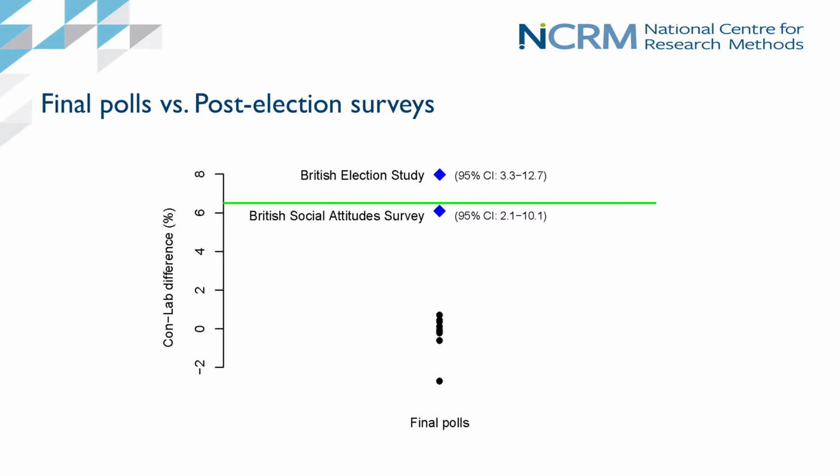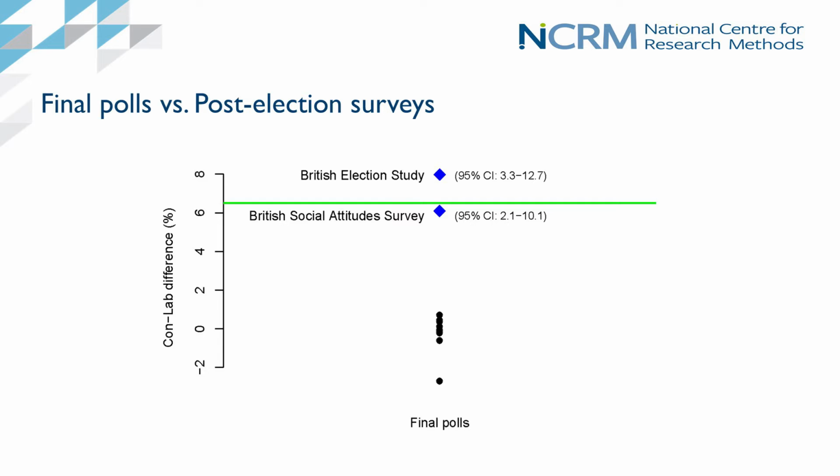Now there's a substantial amount of uncertainty in them, as reflected by fairly wide confidence intervals around them, but nevertheless it's clear that they are telling a fairly different story from the consensus of the final polls. In particular, if you focus on these point estimates here, they are very close to the actual Tory Labour difference in the election. Right. Well, what do we learn from this graph? Not clear is the answer.